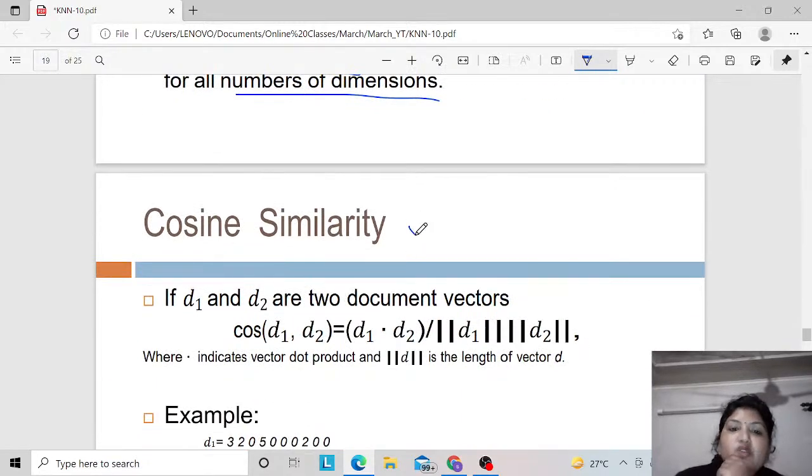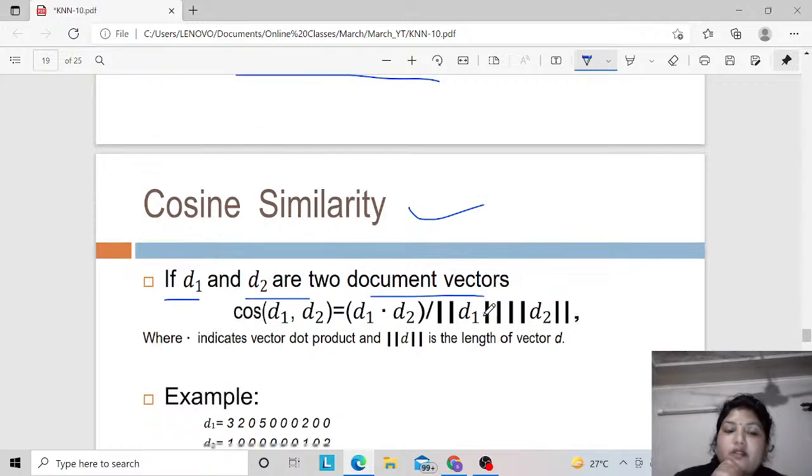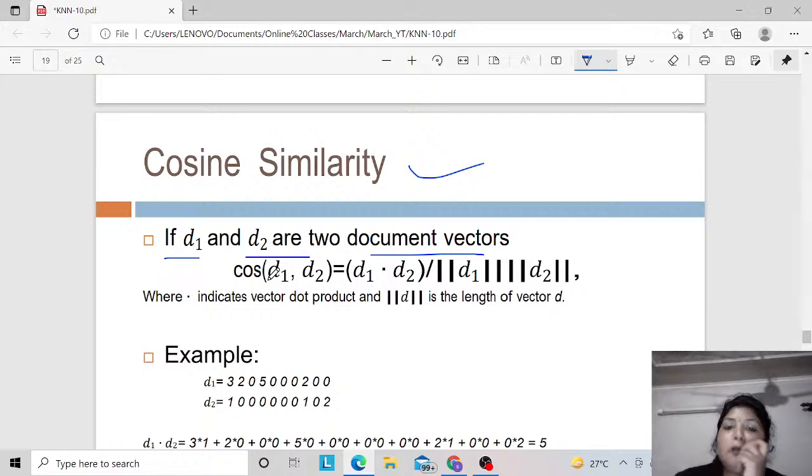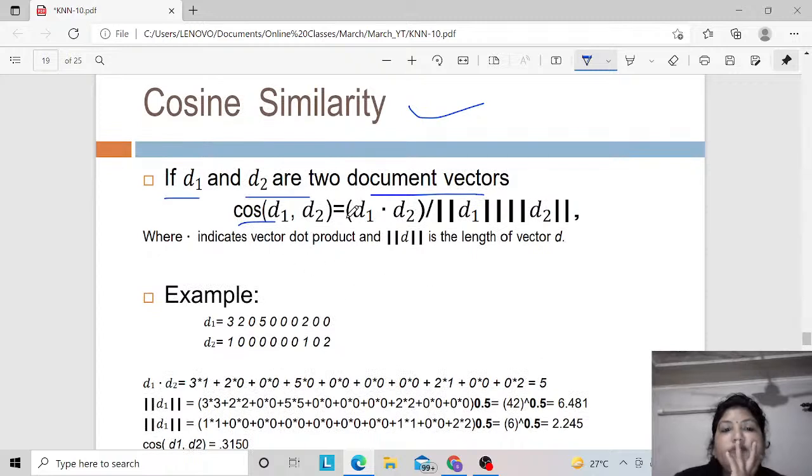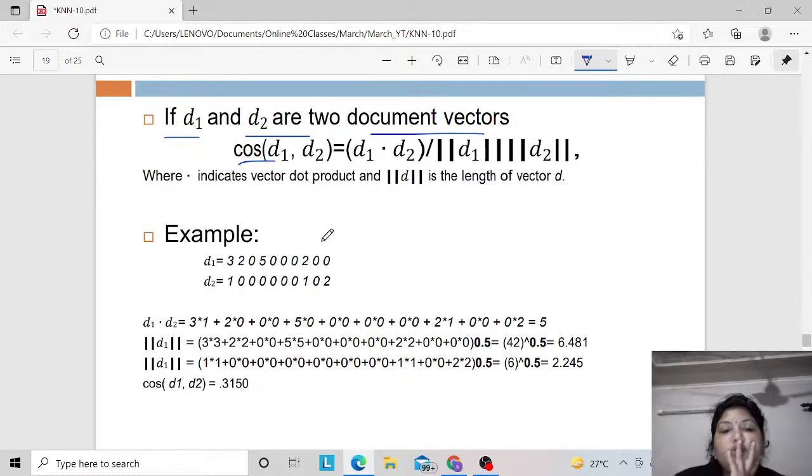Now let us see cosine similarity. If D1 and D2 are two document vectors, we find the cosine of D1 comma D2. So let us find the cosine of document vector 1 and 2. Over here, let us take one example, document 1 and document 2. So here we have 3, 1.